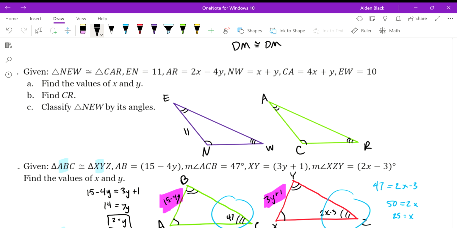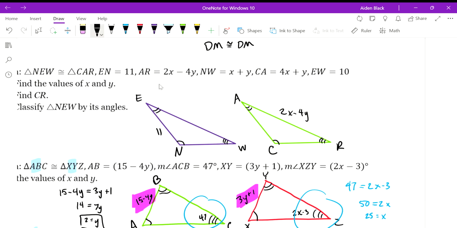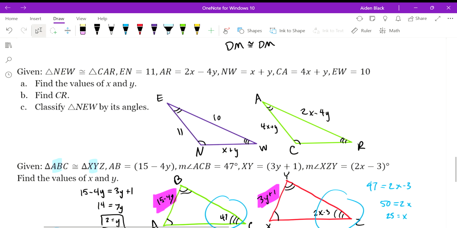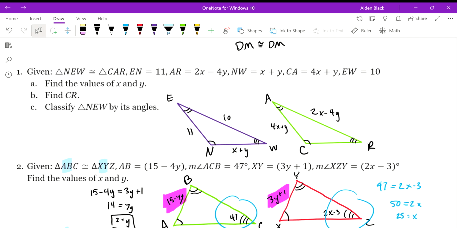So EN is 11, that's stated here. I know AR is 2x minus 4y. NW is x plus y. CA right here is 4x plus y. And then EW is 10. Cool. It says find the values of x and y.